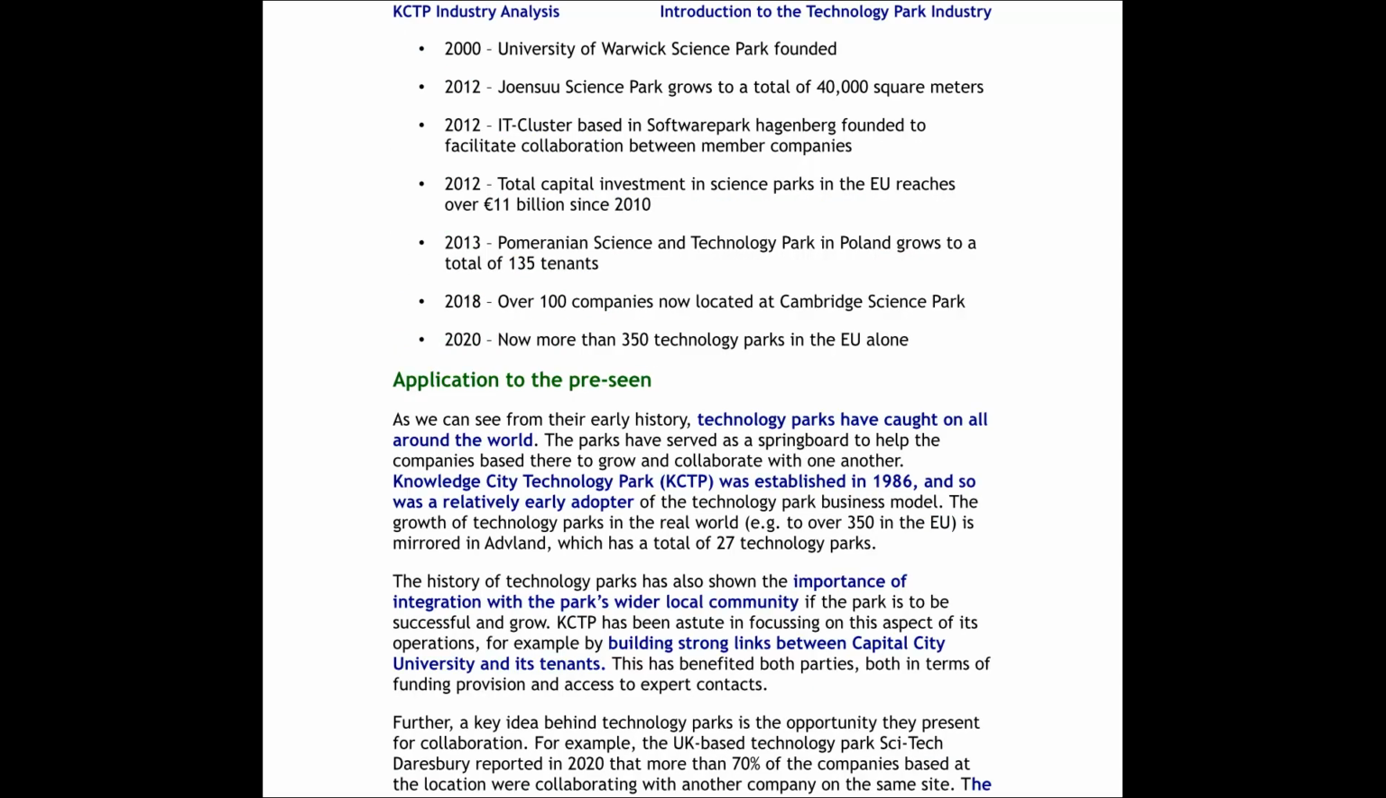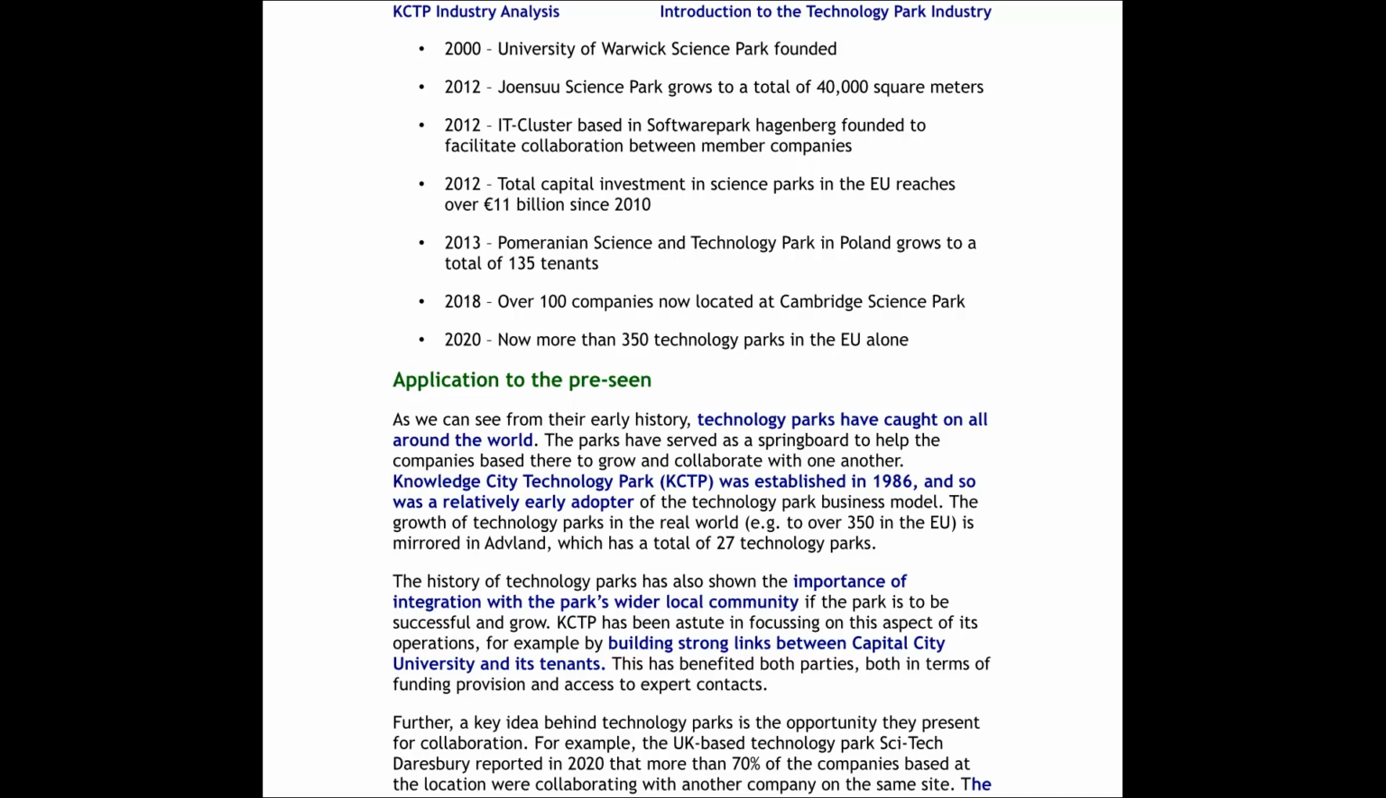Further evidence of this reliability can be seen in the more modern history of the technology park industry. So in recent years, the industry has continued to grow and grow. And this growth can be both seen in the expansion of already existing technology parks and also the appearance of more and more new technology parks all around the world.